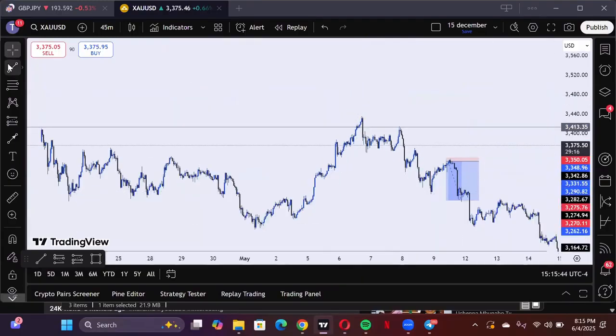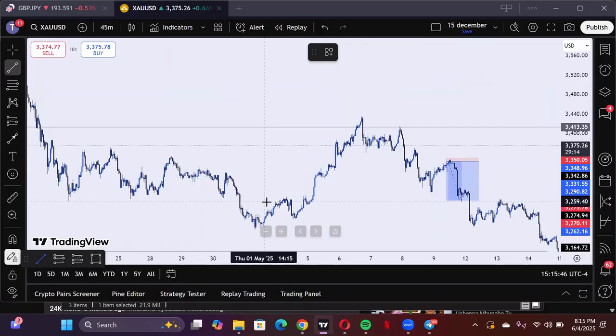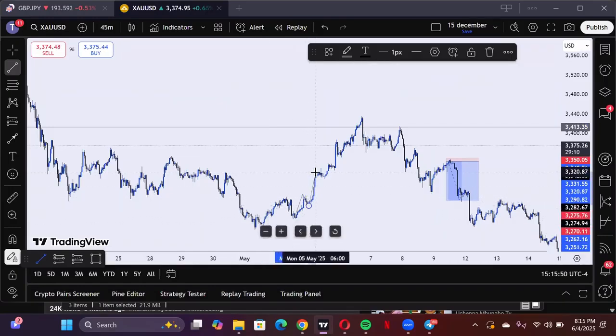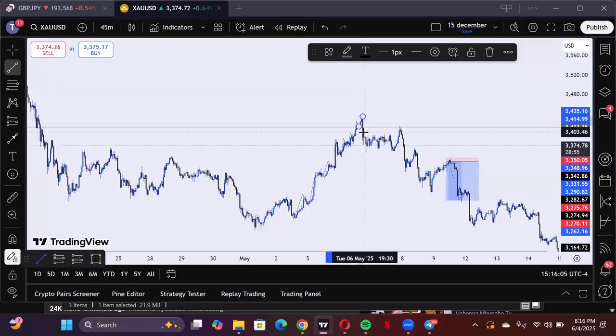But market is moving to the upside. This is an uptrend. You can see market making what? Higher highs, higher lows, higher highs, higher lows. So this is made up of what? A series of higher highs and higher lows, and this signifies what?